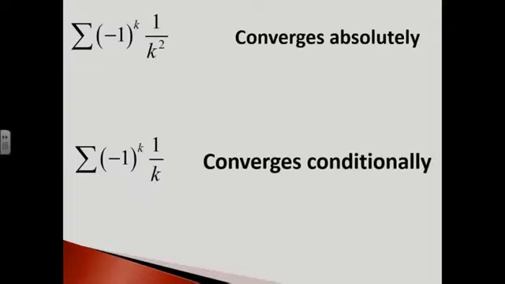The series sigma (-1)^k multiplied by 1 divided by k is an alternating p series with p equals 1. The related series sigma 1 divided by k diverges since this is a p series with p equals 1. The given series converges by the alternating series test since the sequence 1 divided by k tends to 0 and is decreasing. Thus, the given series converges conditionally.